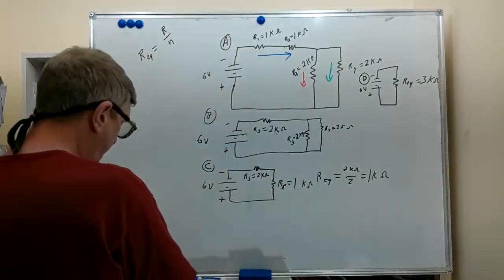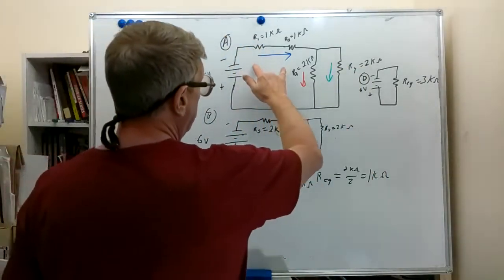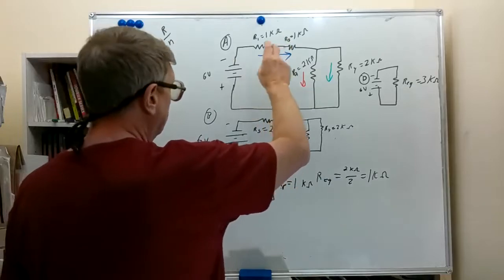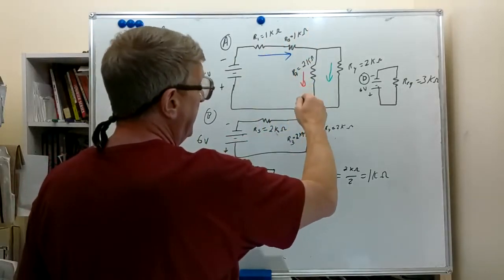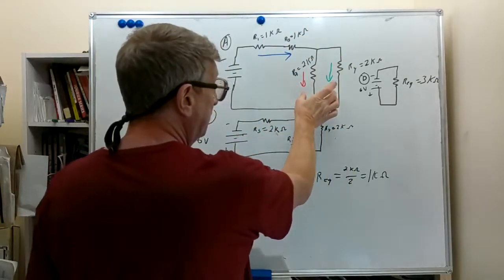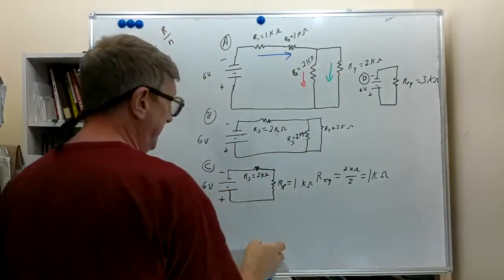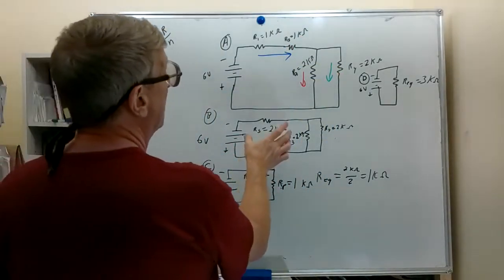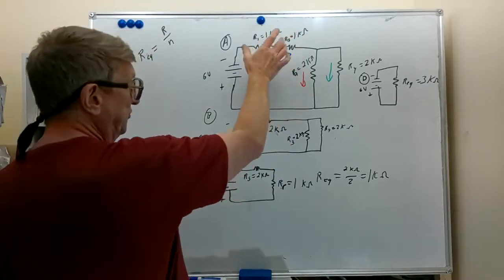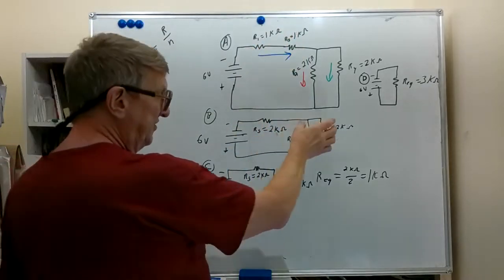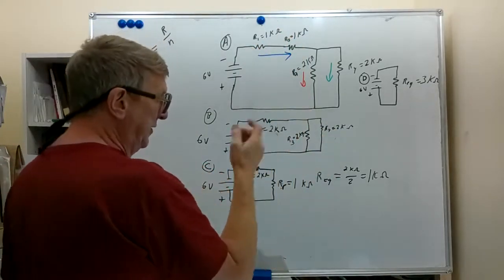So even though R1 and R2 are in series, neither of them are in series with R3 or with R4, because you see that the currents are different. Same thing here, the R series, which is the sum of those two, is not in series with R3 for the same reason.